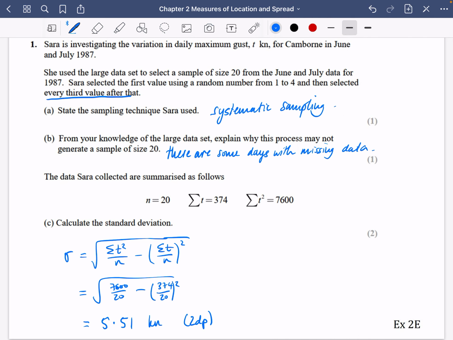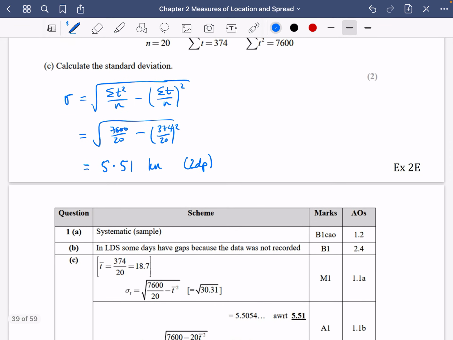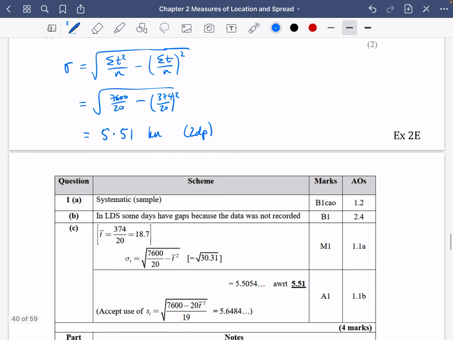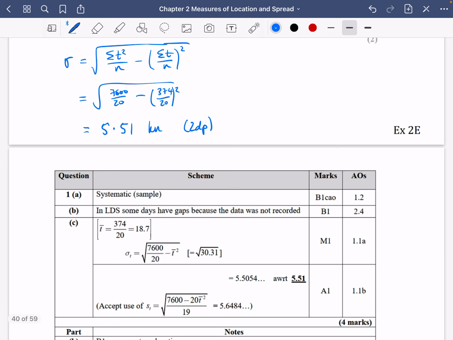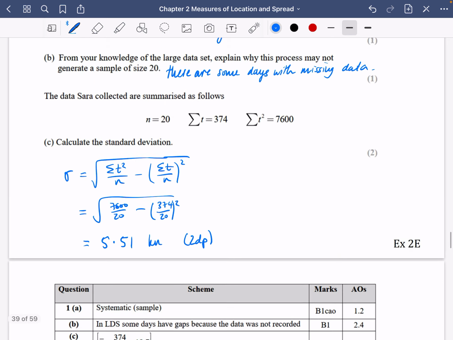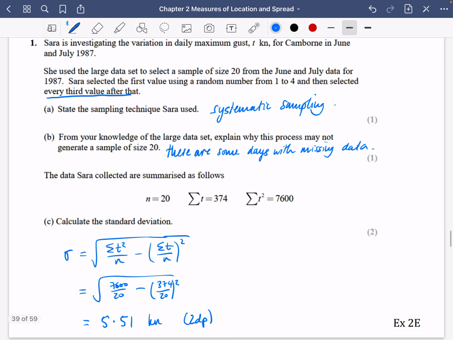Let's see how we did on these by looking at the mark scheme. So we've got the systematic sample. There are gaps because the data was not recorded. That's what we said. And then the answer of 5.51 that we've got right here. Notice how they do like to see the method mark of what you're doing. Okay, so that should be enough to help you now on exercise 2E.